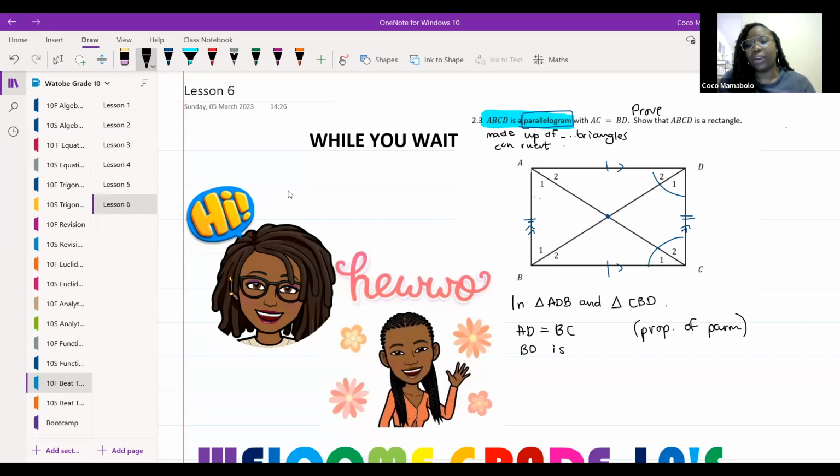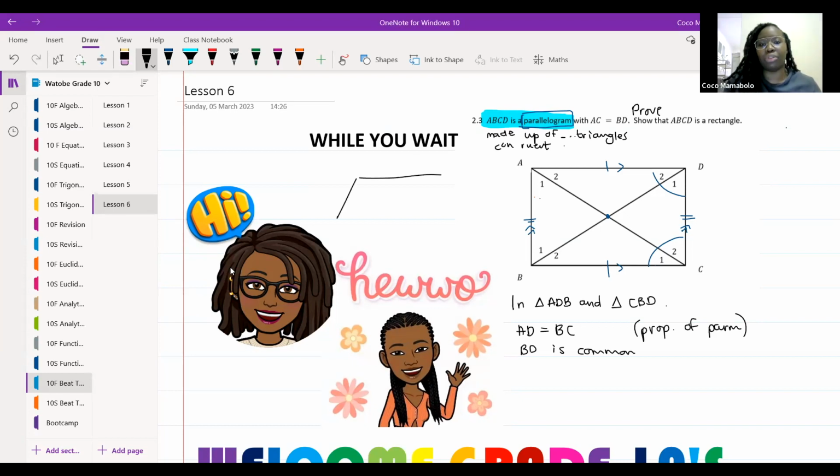Now, Caitlin, your comment is not wrong. It's actually 100% correct. The only issue with saying that AC is equal to BD is you can't say that unless you've already proven that it's a rectangle, because in the properties of a parallelogram, AC and BD are not equal. Okay, let me explain what I mean.